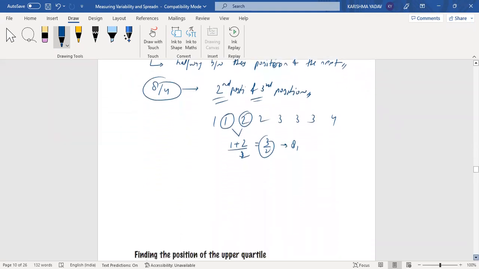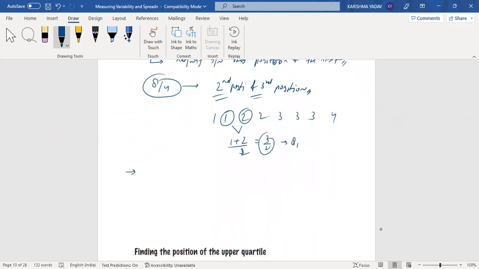Now this is the case of an integer. It is also possible that n divided by 4 is not an integer. In this case we are going to round it up, and this will give us the position of the lower quartile. So if n divided by 4 comes to 4.75, then it will be the fifth position, and my fifth position is going to be the lower quartile.